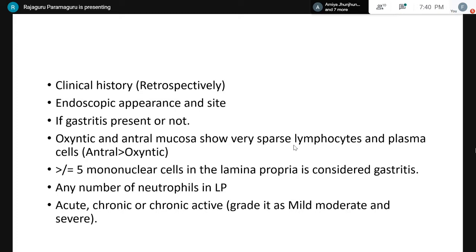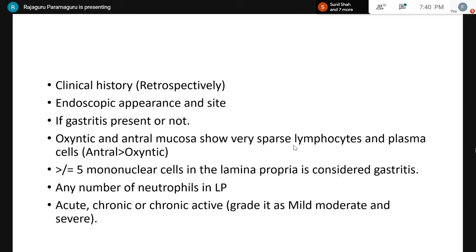So even if you don't find anything like H. pylori or anything which you can report, just say it is mild chronic gastritis. That will be all fine. So try to avoid the terminology non-specific. And another important cell is the neutrophil. If neutrophils are present in the lamina propria, that means that it is pathological.